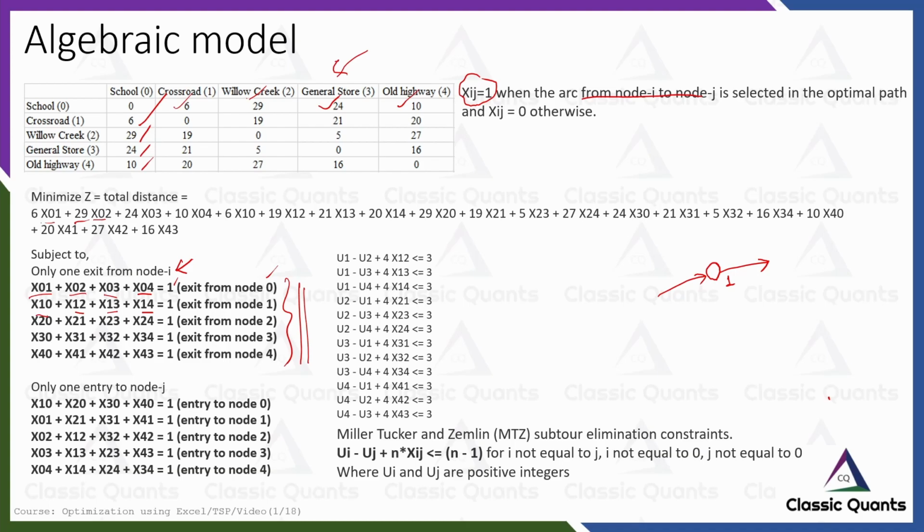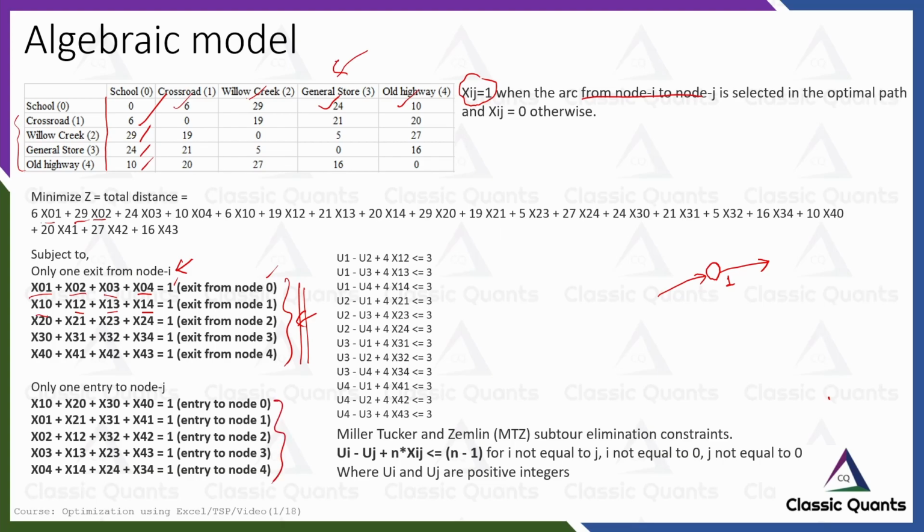And please note that you should always remember the nomenclature of the nodes. For example, node 0 is for school. So for the home position, which is the school in this case, we define node 0, and starting from 1 to 4, we have defined these particular locations as the node numbers. Okay, so this was the first set of constraints.